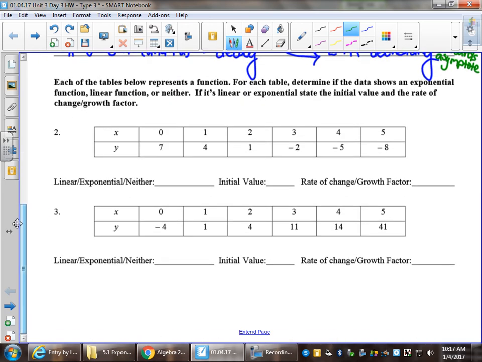Numbers 2 and 3, we are revisiting our tables. Each of the tables below represents a function. For each table, determine if the data shows an exponential function, linear function, or neither. If it's linear or exponential, state the initial value and the rate of change or growth factor. Details matter here, okay? So really make sure you take your time on a quiz or a test. We don't want to lose points for silly mistakes.